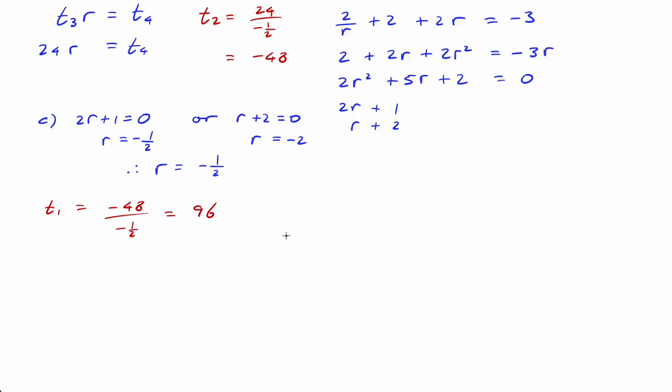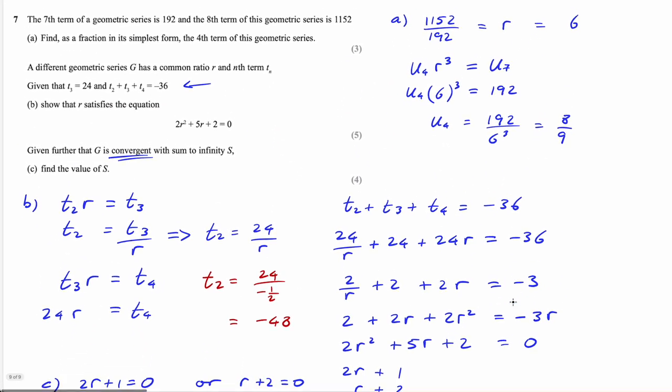Okay, so the sum to infinity is A over 1 minus R, which in this case is 96 over 1 minus negative a half. So I need to do negative half like this, and I get 96 over 3 over 2. You can do that in your calculator, guys. It's 96 divided by 3 is 32. 32 times 2 is 64, which is correct. Okay, guys, that is question 7.